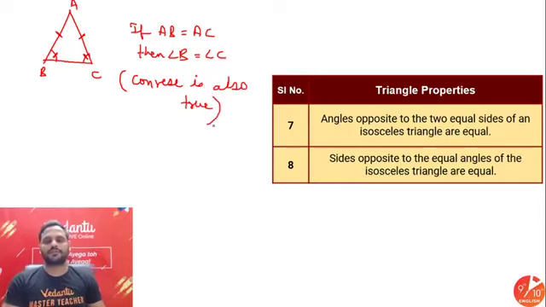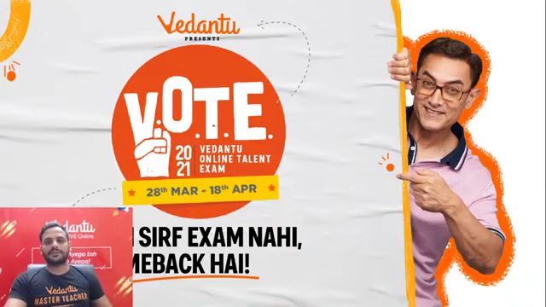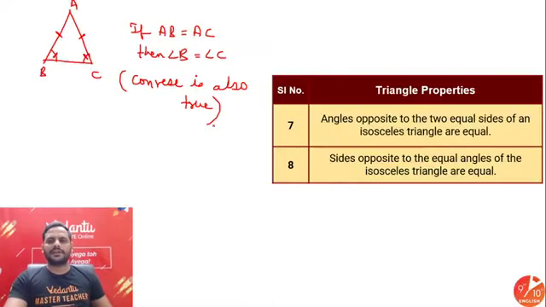Converse is also true. That means if angle B and angle C are equal, then the sides opposite to the equal angles will also be equal. All right, this is for isosceles triangle. So this is all there in this part of your topic, triangles.